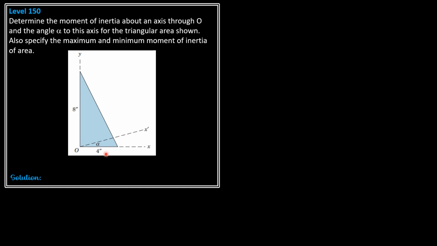Let's solve for Ix. Ix, for the triangle, is bh cubed over 12. So it is equal to 4 times 8 cubed over 12. And that is equal to 170.67 inches to the fourth. Iy, on the other hand, is, in this case, 4 cubed times 8 over 12.